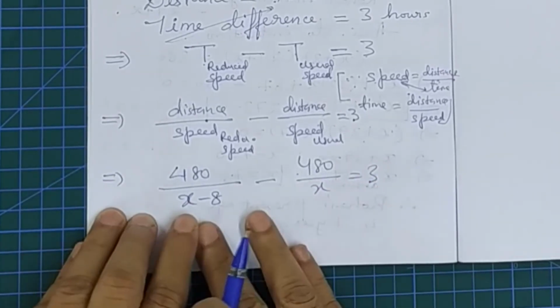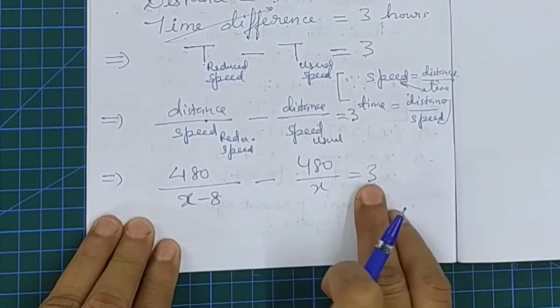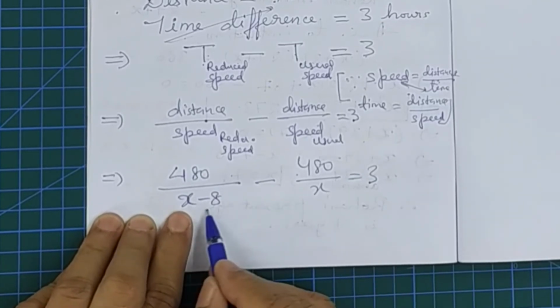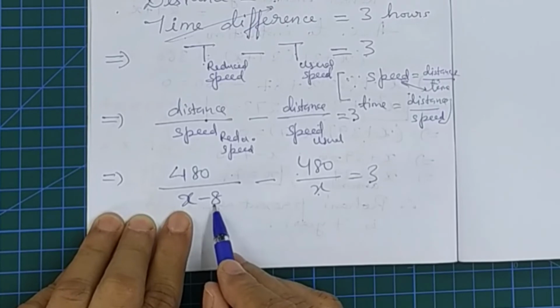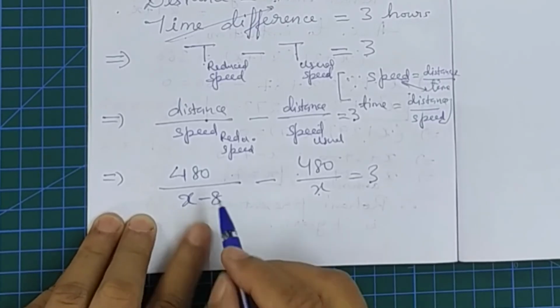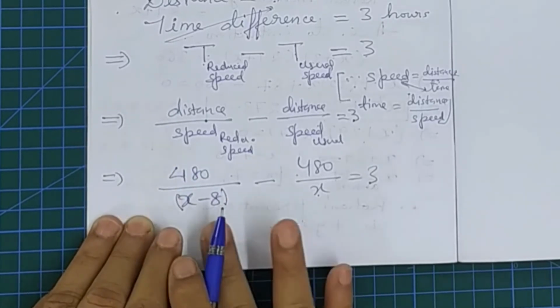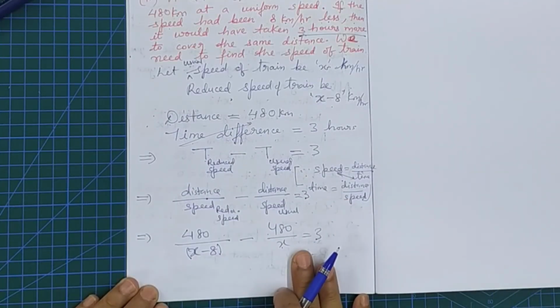Now how to confirm that this equation is right or wrong? Always a big fraction minus small fraction is a positive number. This fraction will be big if its denominator is a small number. Out of x and x minus 8, x minus 8 is small. Since the denominator is small, the fraction value is big. So this is the correct expression. Now we got the key expression.